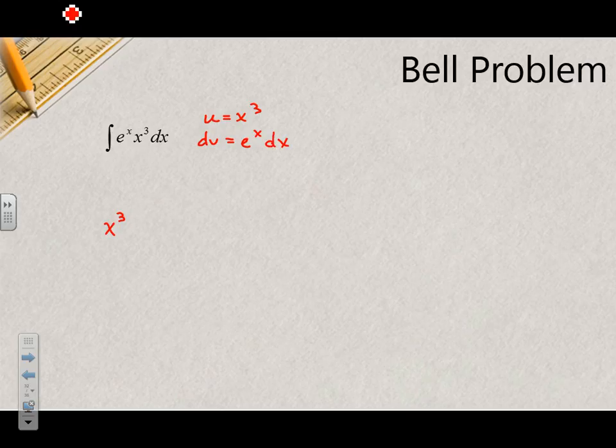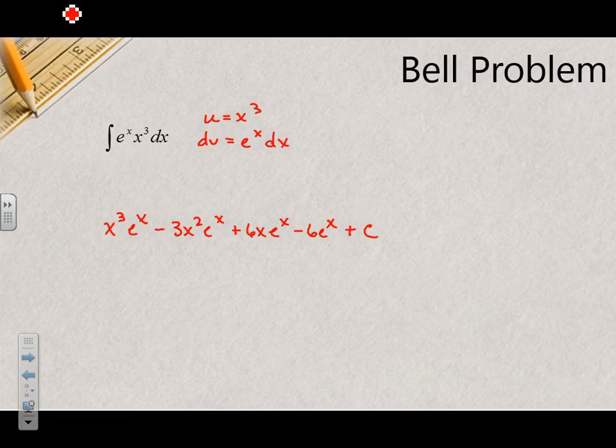So you get x cubed e to the x minus 3x squared dx plus 6x dx minus 6 dx. Okay, so don't forget your constant.